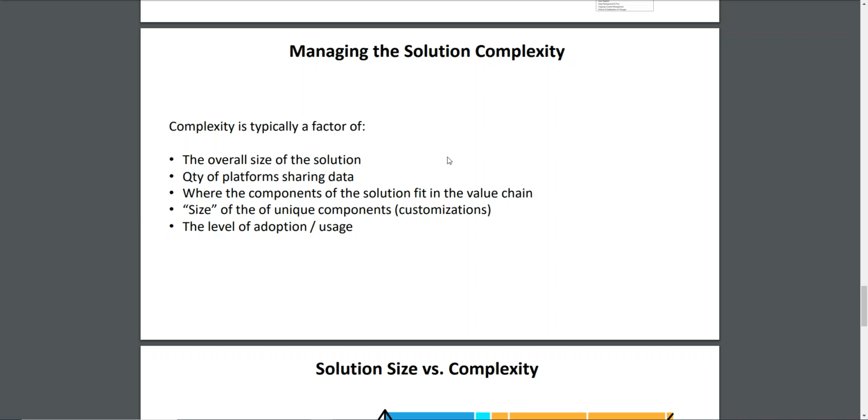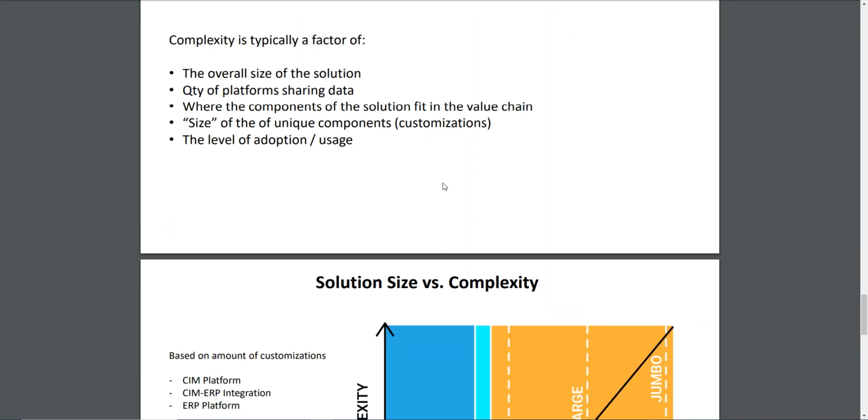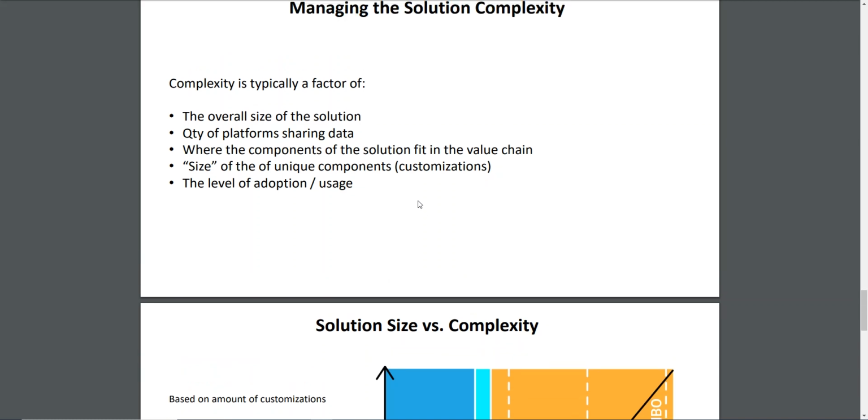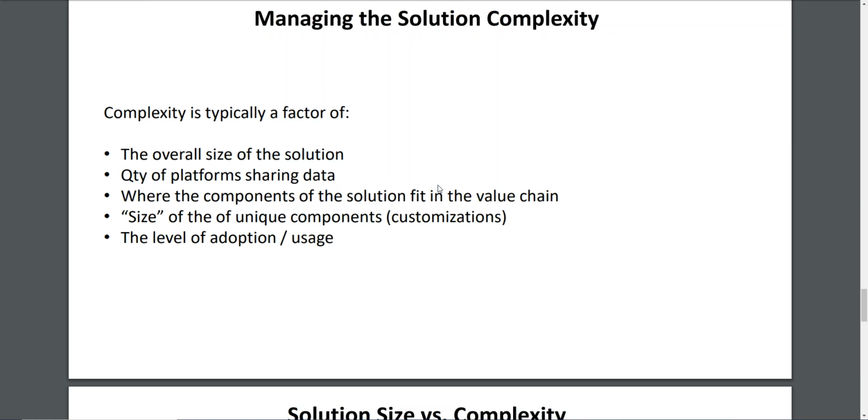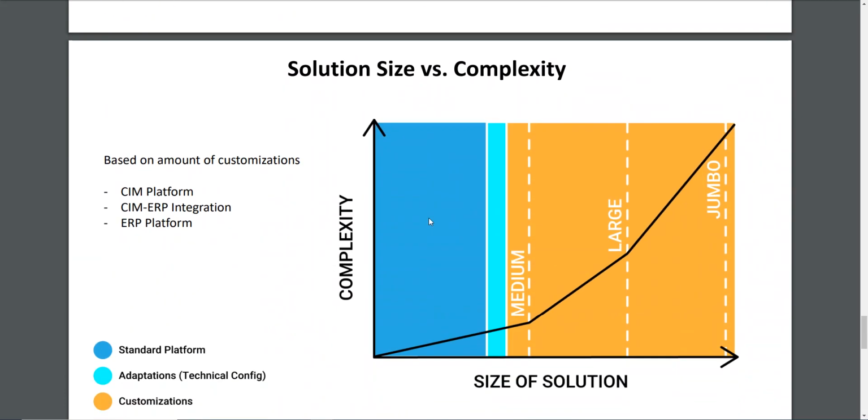Basically, complexity is typically a factor of the size of the solution, the quantity of platforms that are sharing data. So in a typical SimCloud, there's two, Sim and the ERP. Where the components of the solution fit into the value chain, and I'm going to introduce that concept in a second. And the size of the unique components or customization, how much customization is in the platform, and then also the level of adoption and usage. As you get more and more customers and workers using it and using it in different ways, there's more complexity there of making sure that you're delivering good service levels to all the different users.